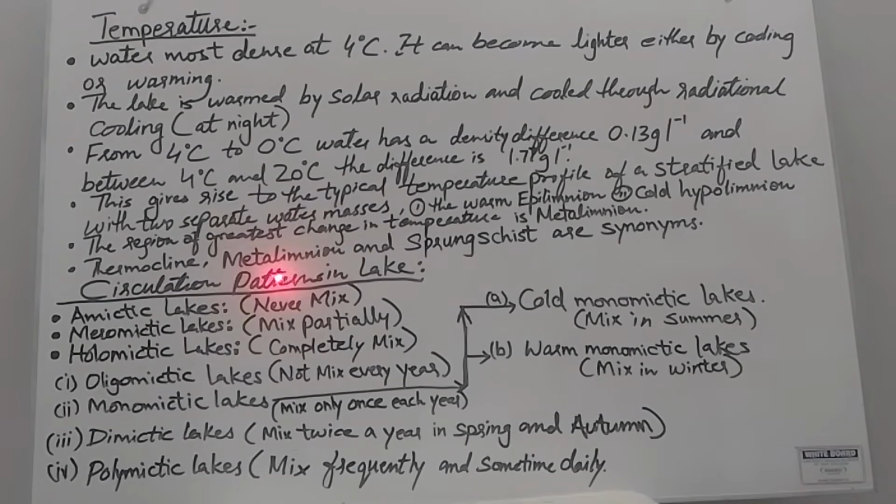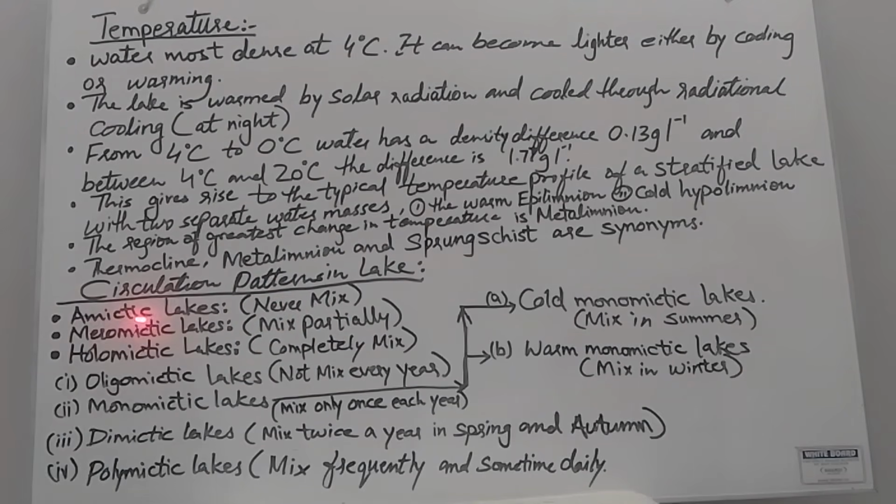Now on the basis of the number of mixings, there are three major categories of lakes. One is amictic. Here A is for absent, meaning these types of lakes will never mix. Usually they are permanently frozen, or such lakes are found in Arctic and Antarctic regions at very high altitude. So they will never mix ever.